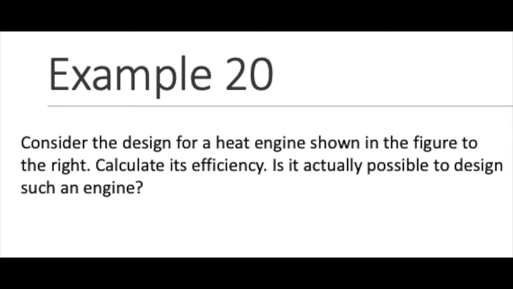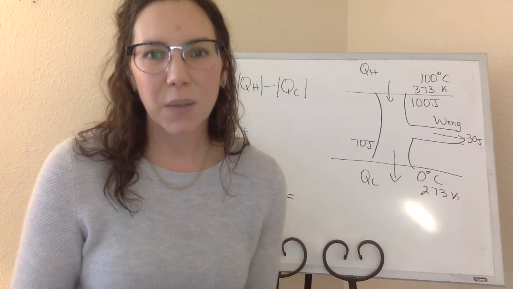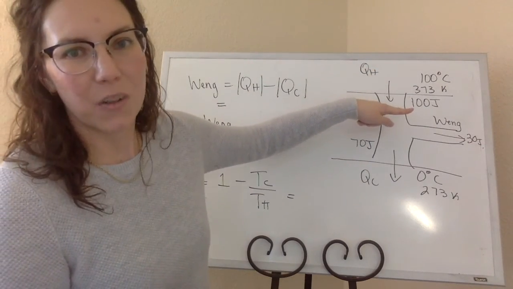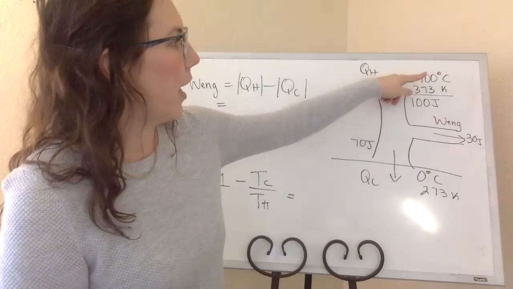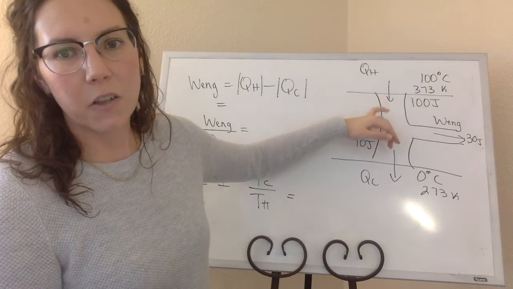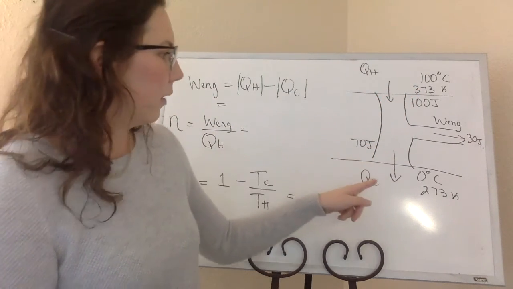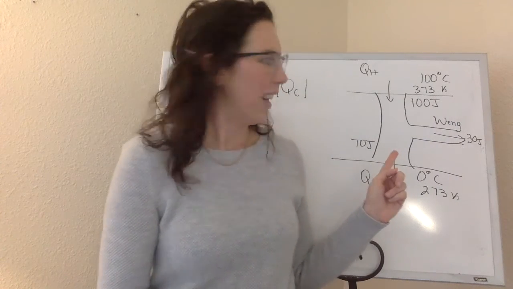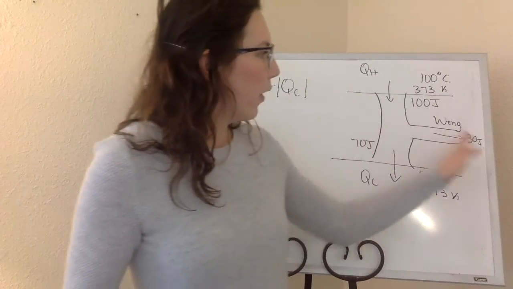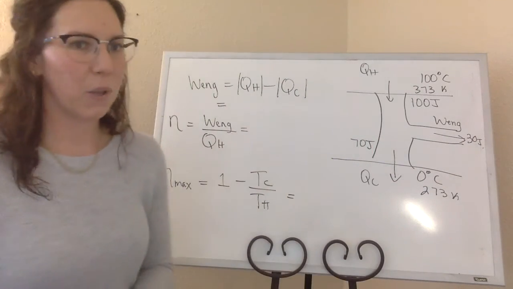Okay, example 20. Consider the following design for a heat engine. Calculate the engine's efficiency. Is such an engine possible? Okay, and I'll draw the diagram on my slide here. So if you have a look, I've drawn the engine cycle. We have QH coming in at 100 joules from a hot reservoir at 100 degrees Celsius or 373 Kelvin. And then that energy is lost to the cold reservoir. 70 joules is lost, and then the cold reservoir is at 0 degrees, 273 Kelvin, and 30 joules goes into the heat engine doing work.